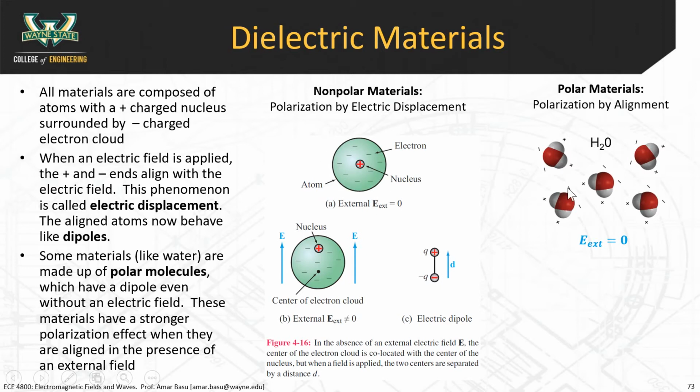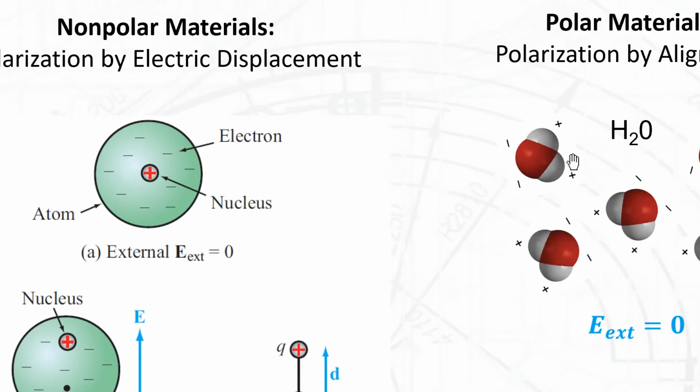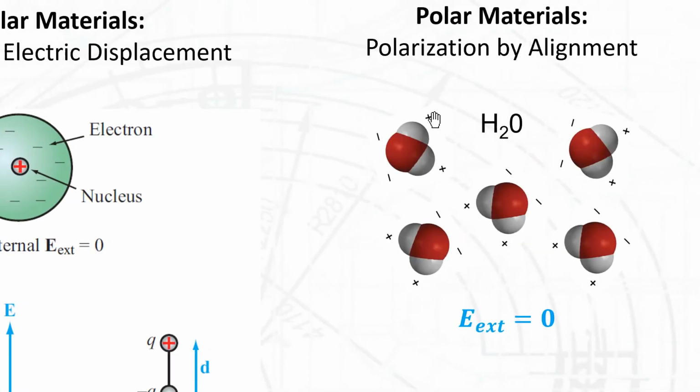But other materials already have a dipole effect built into them. For example, the water molecule. If we look closely at a water molecule, you're going to see that it's composed of an oxygen atom and two hydrogen atoms. You don't need to know this for this class, but if you recall from chemistry, there's this concept of electronegativity.